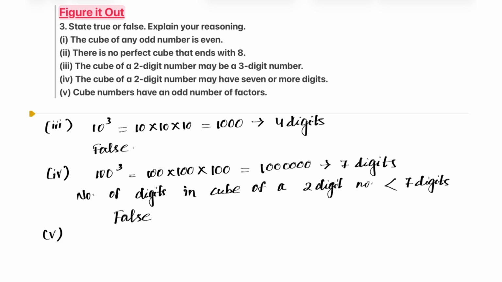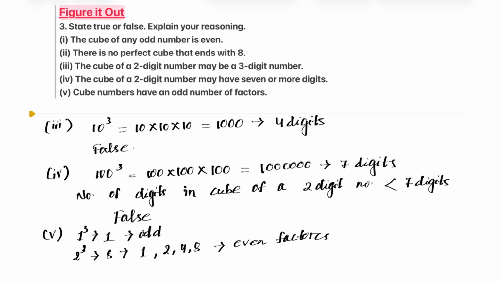Fifth question is given. Cube numbers have an odd number of factors. Cube of 1 is 1, so it has an odd number of factors. Cube of 2 is 8, and it has 4 factors, which is even. So this statement is false. The number of factors in a cube number can be odd or even.